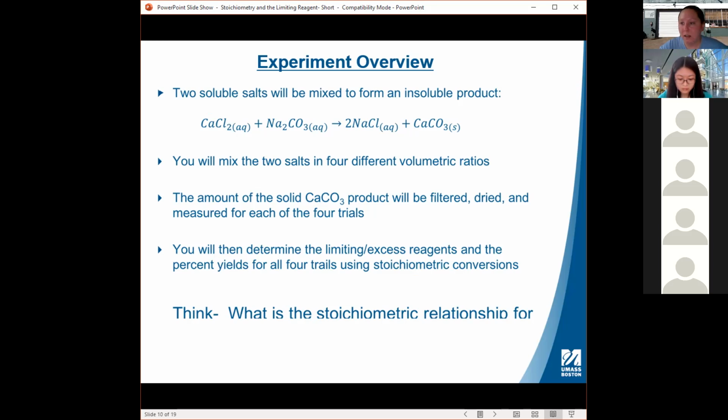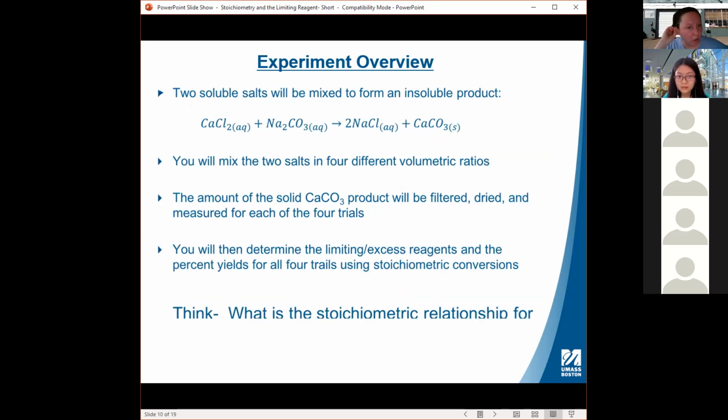And then based on the different amounts of the starting materials, you will be able to determine which should be the limiting reagent and which should be the excess reagent in each trial. So each trial could be different. So sometimes it could be calcium chloride, and sometimes it could be sodium carbonate, depending on how much we're starting with.